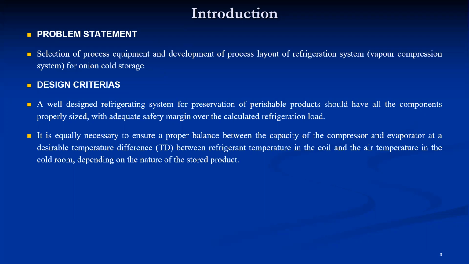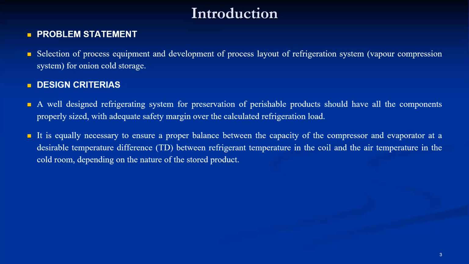It is equally necessary to ensure a proper balance between the capacity of the compressor and the evaporator at the desired temperature difference, that is TD, between the refrigerant temperature in the coil and the air temperature in the cold room, depending on the nature of the stored product. The product is already decided, onion, so the product storage temperature is known to us. Based on that, we have to decide the evaporating temperature and condensing temperature.